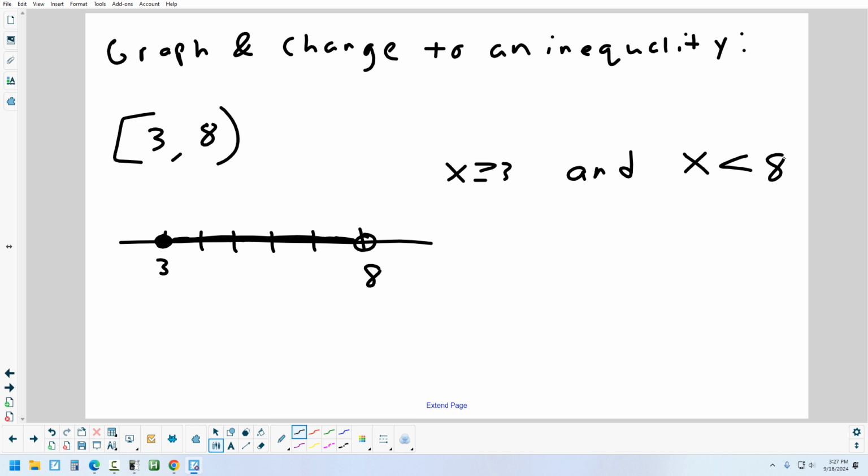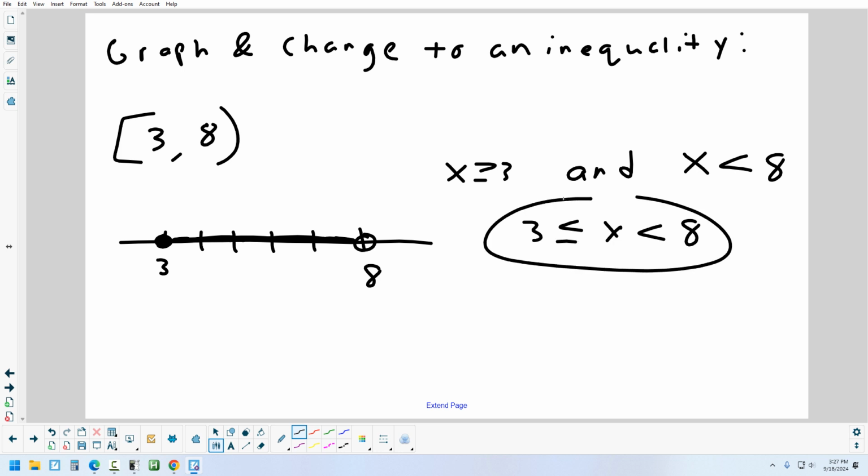Now remember, the short way we can write that is with the x in the middle, smaller number on the left, bigger number on the right, both inequalities pointing to the smaller number. Okay, so I gave you an interval. That's a graph when we did the shading. And when we use the greater than, less than signs, that's an inequality. So we have to be able to translate between all 3 of those.